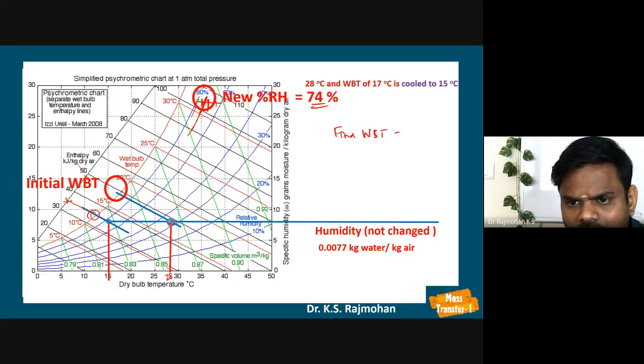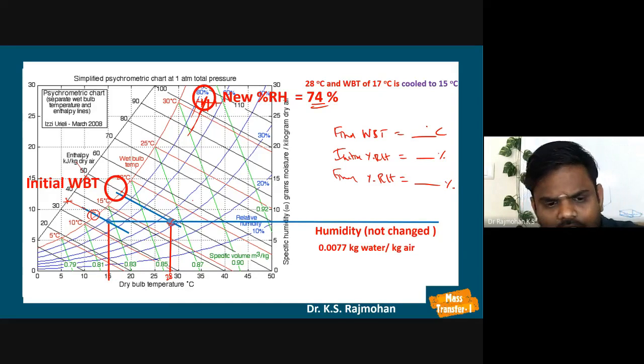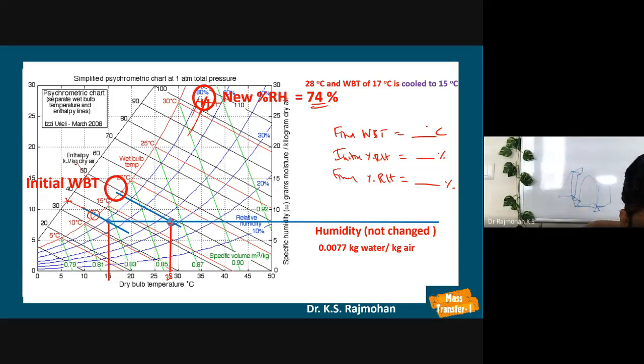Final wet bulb temperature is this. Please comment your answers. Initial percentage RH from the graph is this much, and final percentage relative humidity is this much. Other data are not asked, but still we can report the dew point temperature. Dew point temperature is slightly greater than 10 degrees Celsius.